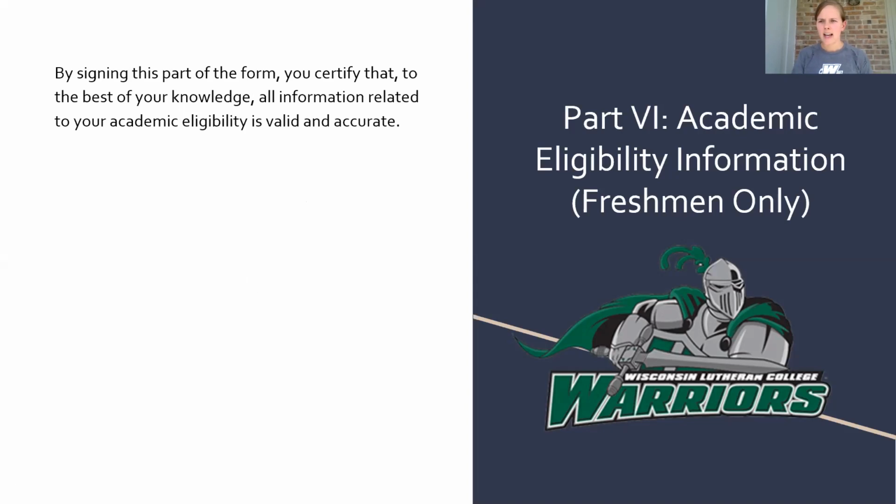Part 6, this is for freshmen only, academic eligibility information. By signing this part, you certify that to the best of your knowledge, all the information that's been used for your admittance process is valid and accurate, because that's what we use for your first term of eligibility.